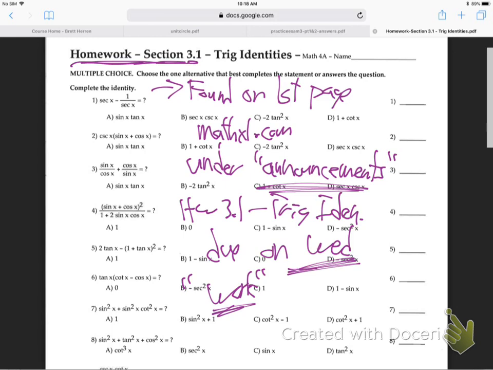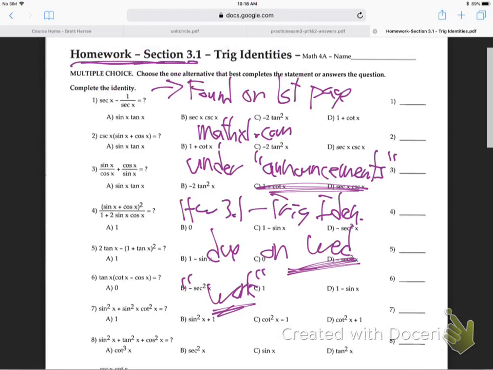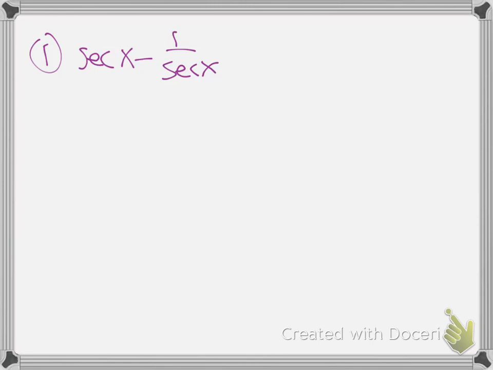Let's start with number 1: secant x minus 1 over secant x. You've got the answers here, sine, different stuff. So how do you do these? You look at that and you go, what am I even supposed to do? Well, there's a lot of different things. I know this is hard, and I'm going to show you what I can.